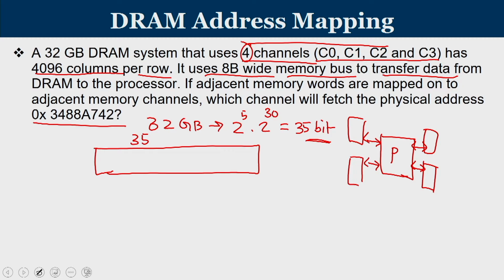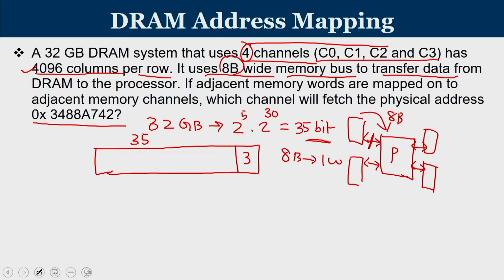Now, this has 4096 columns per row and it uses an 8 byte wide memory bus. So, when you bring something from the DRAM into the processor, 8 bytes come together. These are 8 continuous bytes in the memory. So, the last 3 bits in the address belong to 8 continuous bytes. Whatever be the most significant 32 bits, you keep them constant. If you vary only the last 3 bits, these are the bytes that are brought together in one fetch. This is what is called a word. So, these 8 bytes constitute your one word.